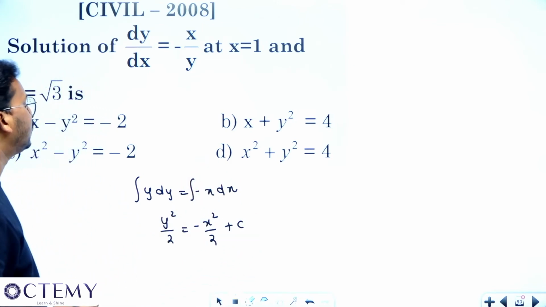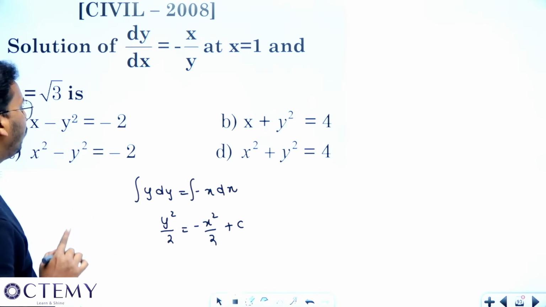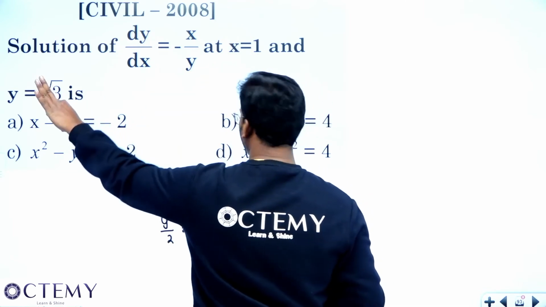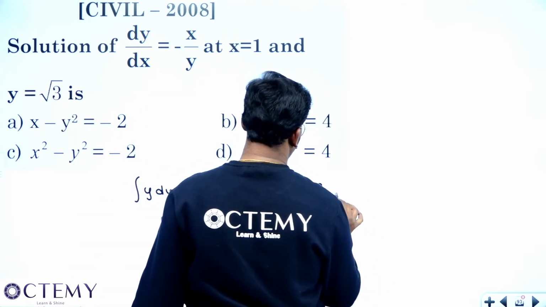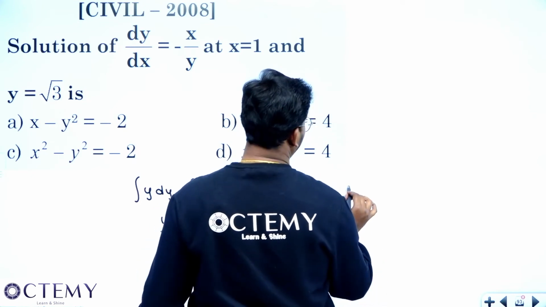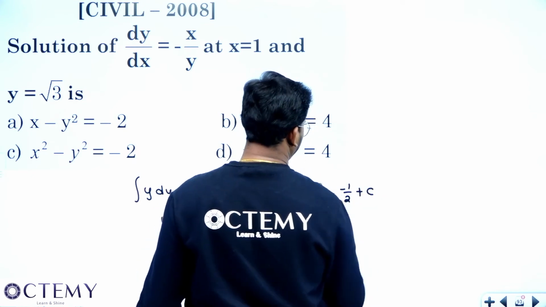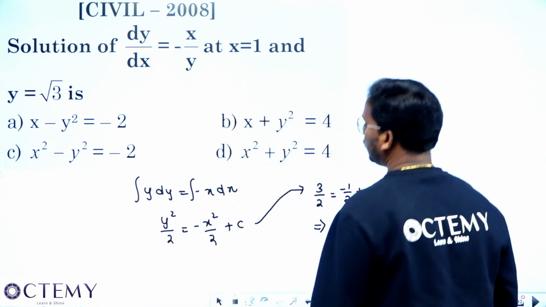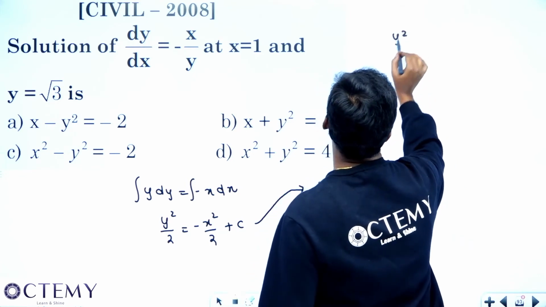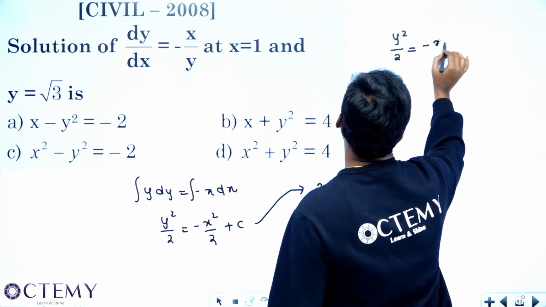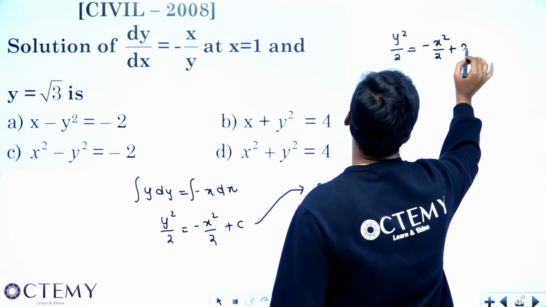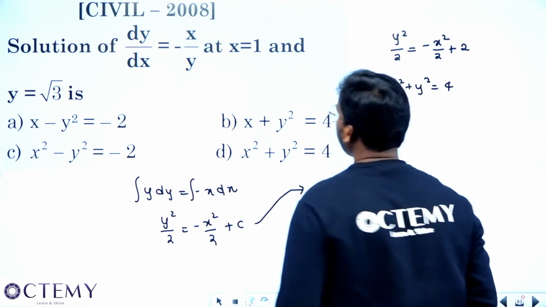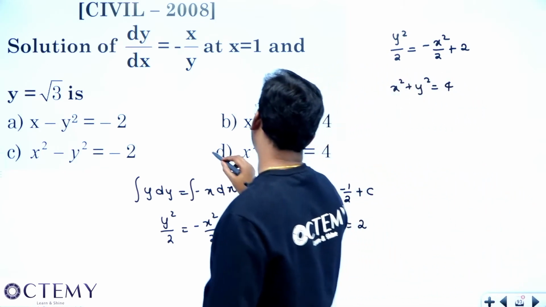If you put the initial conditions, x equal to 1, y will be root 3. So it will become 3 by 2 is equal to 1 by 2 plus c, since you are putting x as 1. So from here you can write c is equal to 2, because 4 by 2 is 2. So what will be the answer, sir? The answer will be y square by 2 is equal to minus x square divided by 2 plus 2, so this will become x square plus y square is equal to 4.